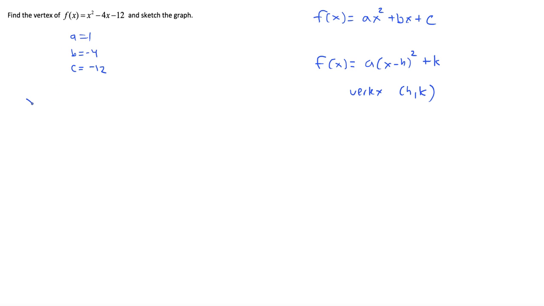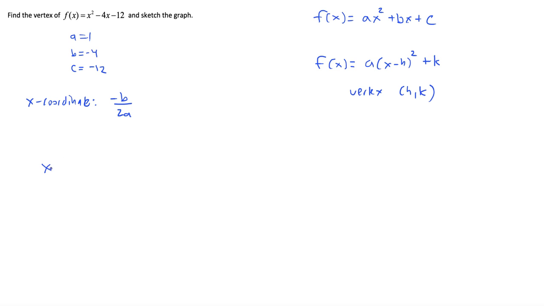We know that the x-coordinate of the vertex is going to be negative b over 2a. And then for the y-coordinate, we just plug this value back into the function. So if you're given the equation in standard form and you want to find the vertex, you probably want to memorize this, negative b over 2a.